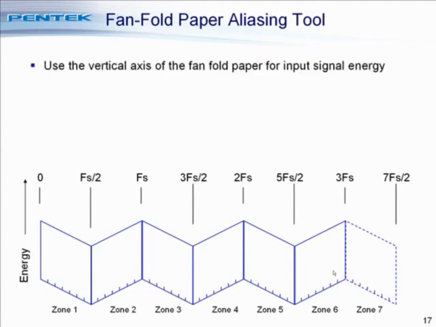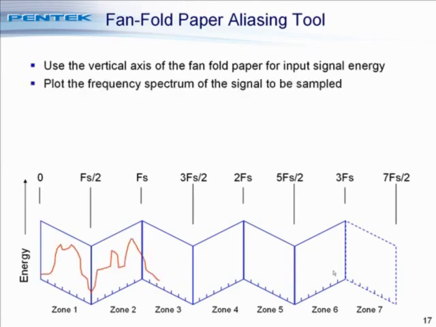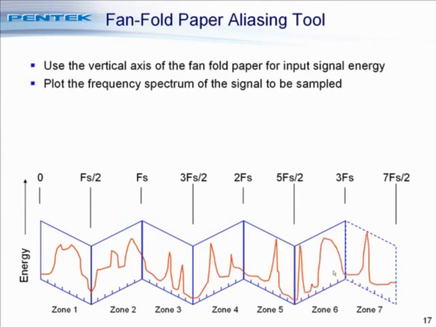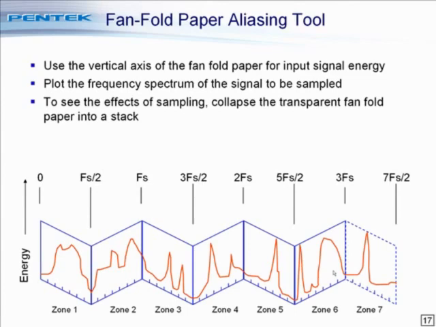Now we're going to use the vertical axis of the fan fold paper for signal energy at the input. So we plot the frequency spectrum of the signal to be sampled on our fan fold paper. Now to see the effects of sampling at sampling rate fs, what you need to do is collapse the transparent fan fold paper into a single stack. And here's what it looks like.